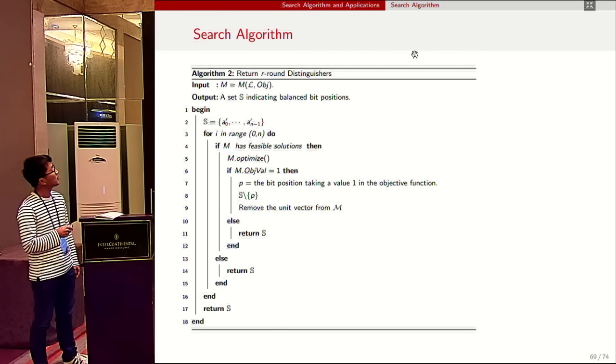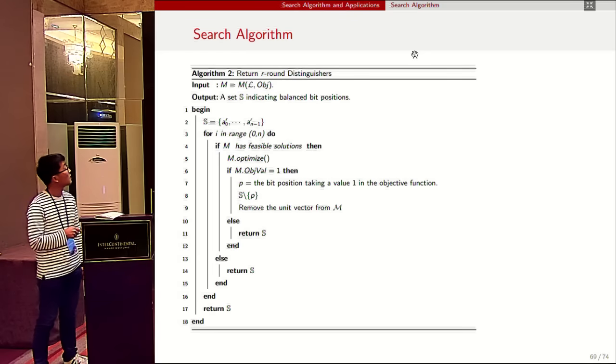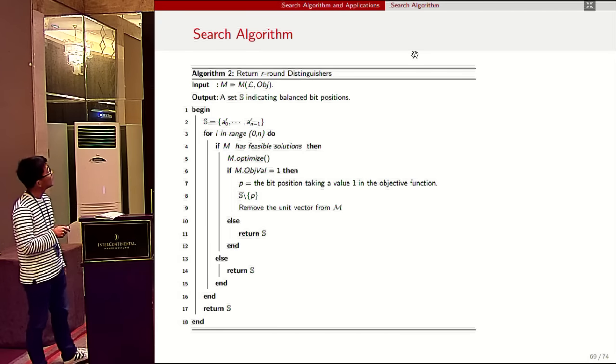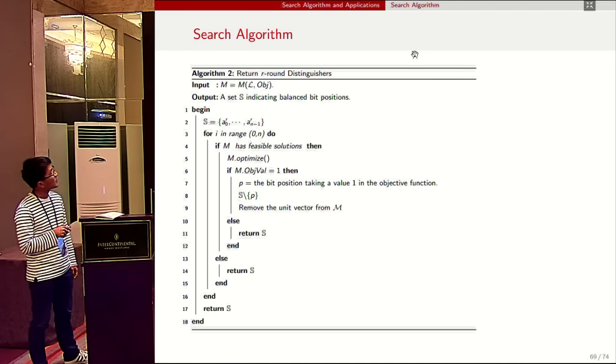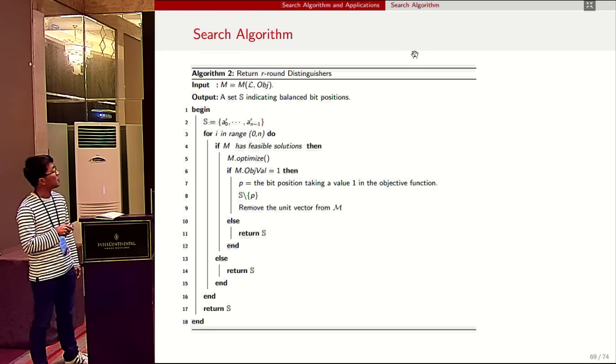And the output of the search algorithm is a set S, and this set will indicate the balanced bit positions. Firstly, we initialize S as all the possible bit positions, and then we repeat this procedure n times. N is the block size of the block cipher. And each time, we check if M has feasible solutions. If so, we optimize this model and try to get the objective value.